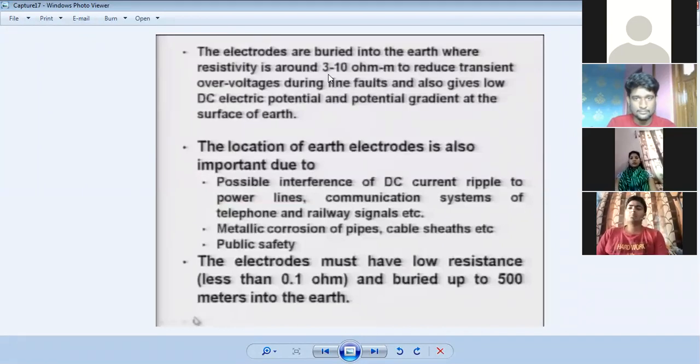The electrode must have low resistance, less than 0.1 ohm, and be buried up to 500 meters into the earth. So the location will be 500 meters into the earth, where we can bury the electrodes. Okay, this is our main thing.